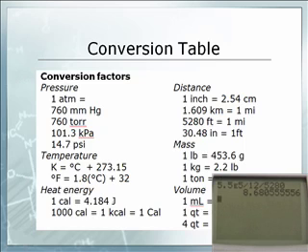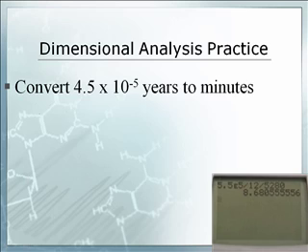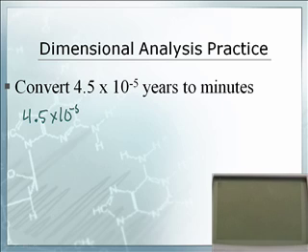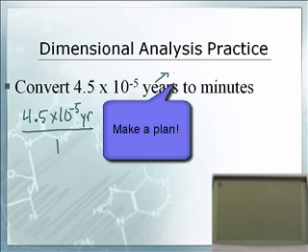All right, now let's do a nasty one. How about years to minutes? It looks fun. 4.5 times 10 to the minus 5th years over 1, and I want to convert that to minutes. Now I need to plan here. So I need to go from years to, I'll probably go to days, days to hours, and then hours to minutes.